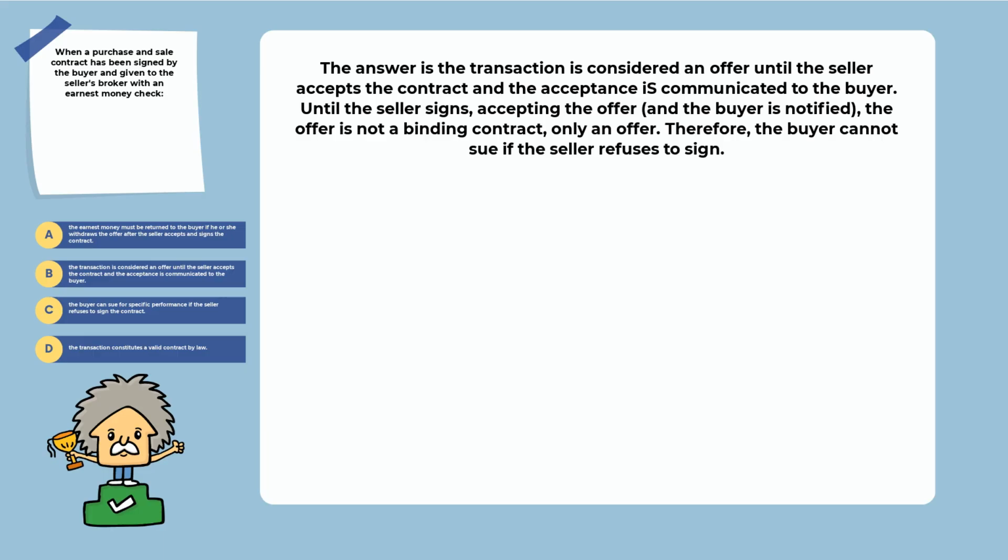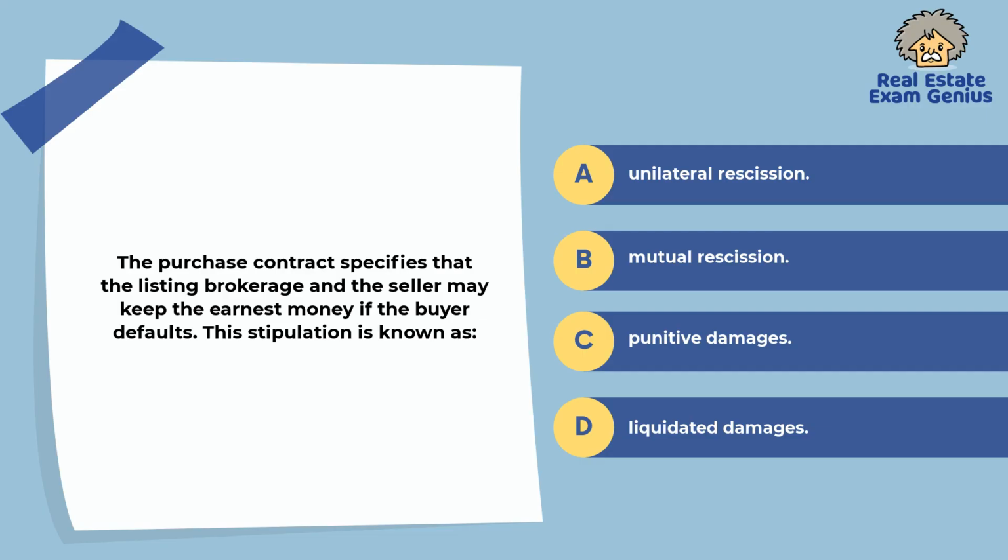The answer is the transaction is considered an offer until the seller accepts the contract and the acceptance is communicated to the buyer. Until the seller signs, accepting the offer is not a binding contract, only an offer. Therefore, the buyer cannot sue if the seller refuses to sign.